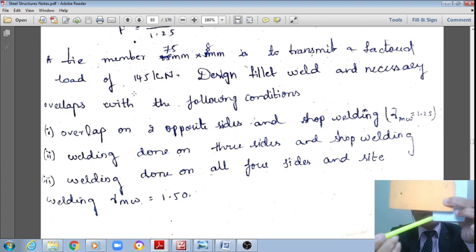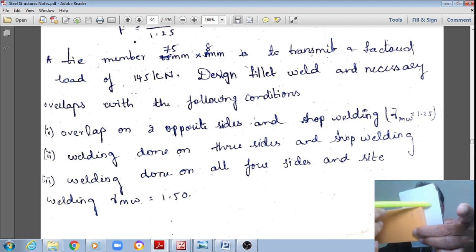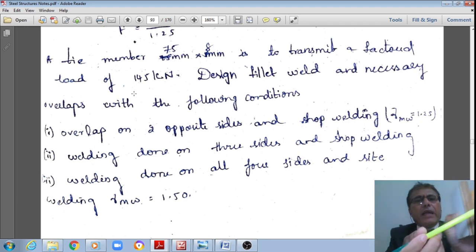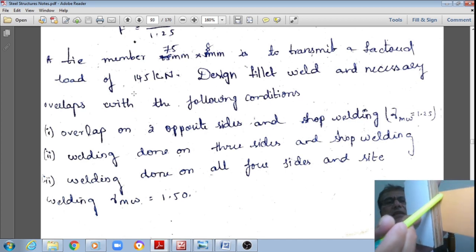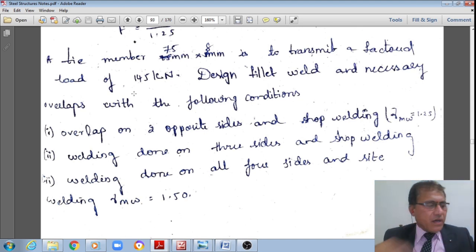The second is welding done on 3 sides, this as well as this, and shop welding. And the third one is welding done on all the 4 sides. All the 4 sides mean this 1, 2, 3, and on the rear side another weld, that is on all the 4 sides, but site welding. Therefore, now I'll open the IS 800 2007.